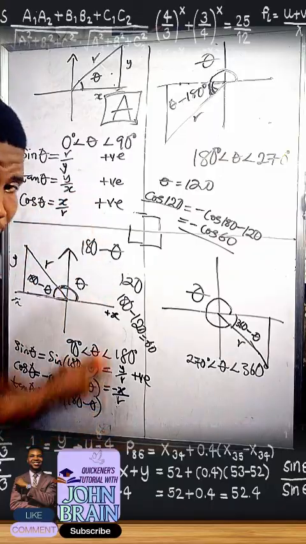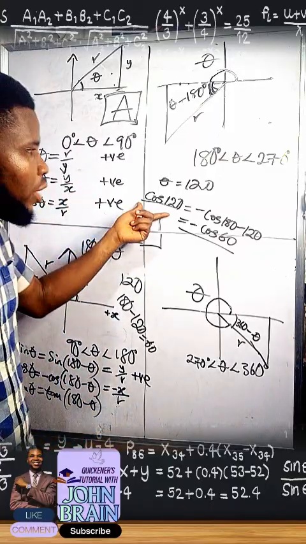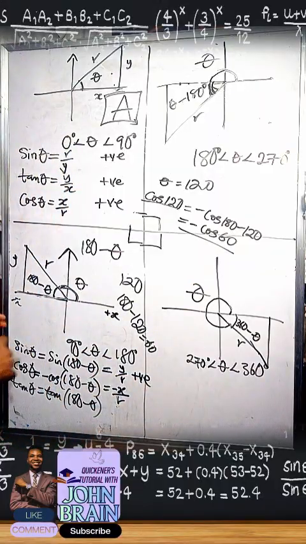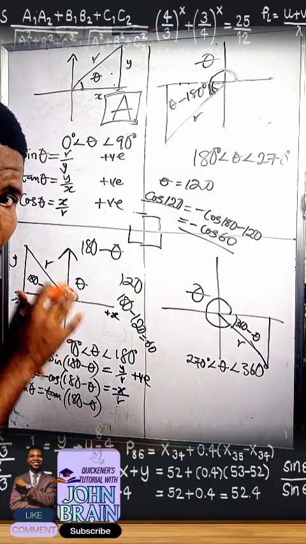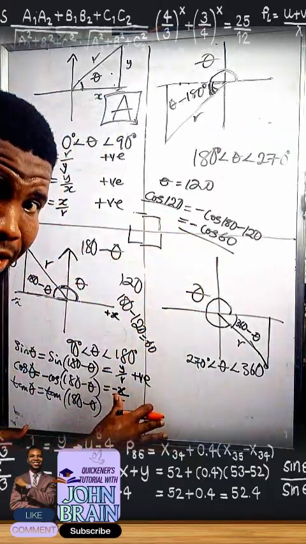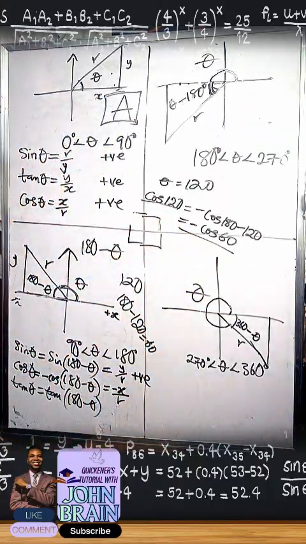You see the implication of everything we are doing now. So cos 120 is negative cos 60. Meanwhile, the sign is positive. If it is sine, it's going to be positive. It's not going to be negative. You can see it here, right? Clearly. Alright, let's continue.